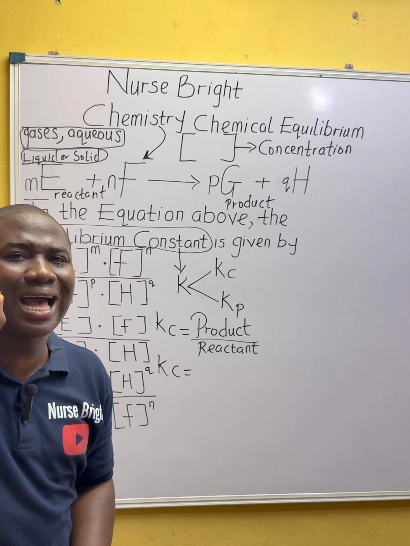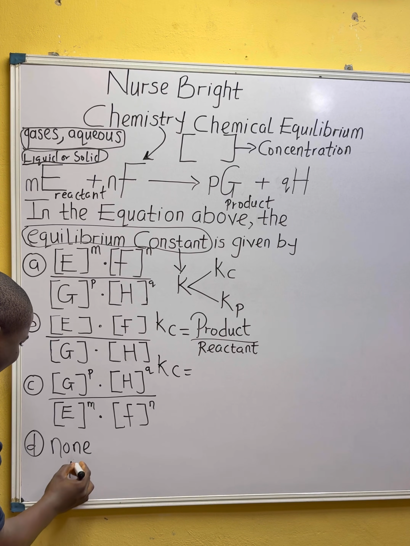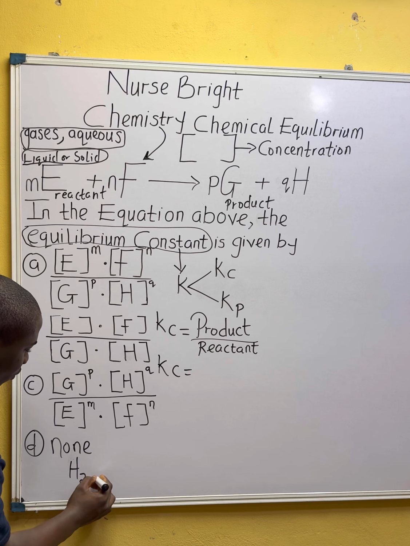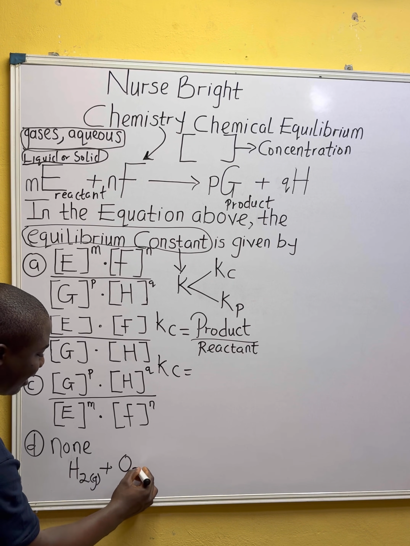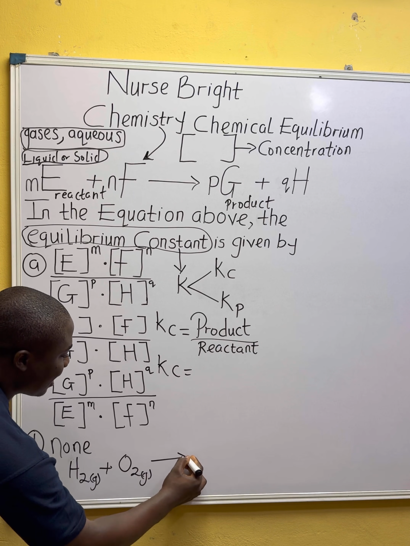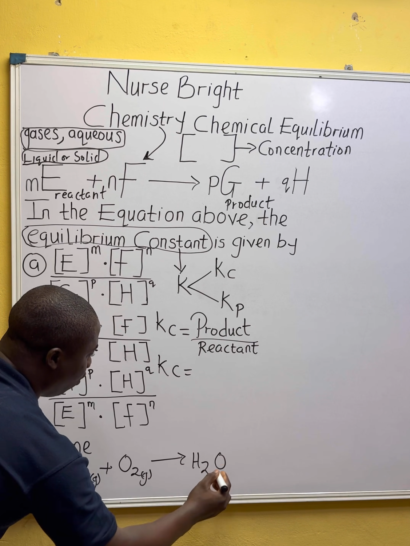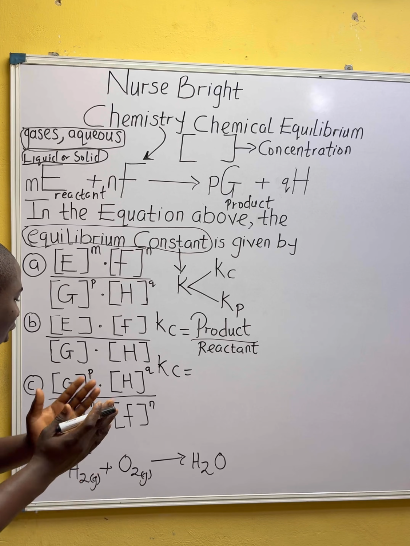Like, for instance, let's say hydrogen gas is a gas reacting with oxygen gas to form water, which is H2O. Let us balance the reaction. What do?